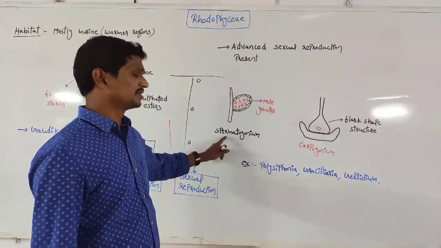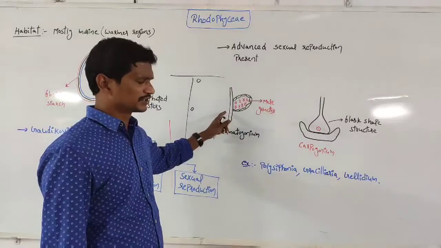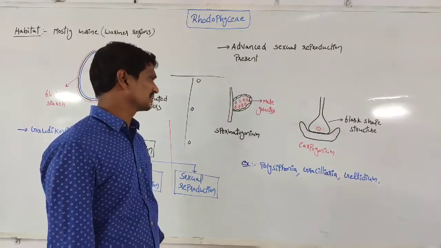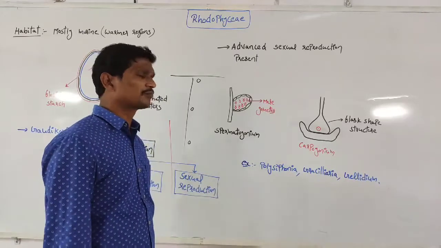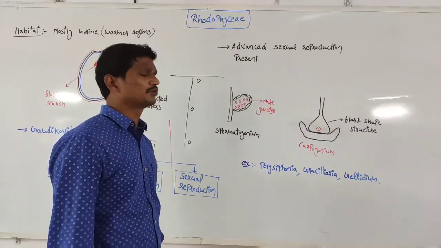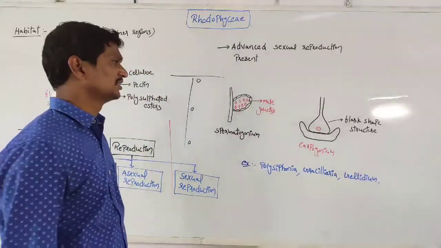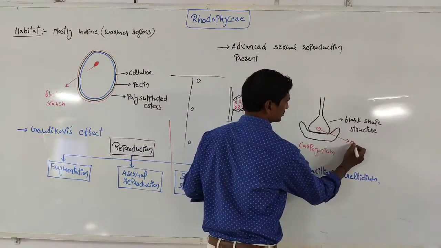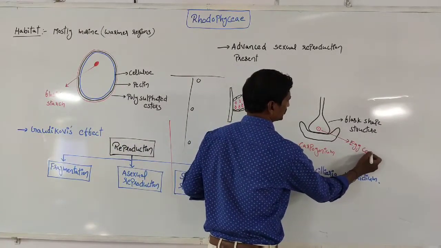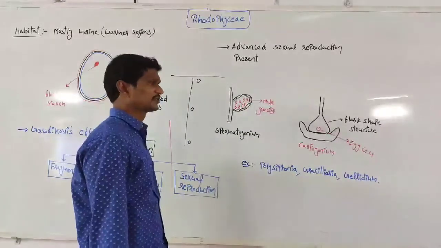There is a spermatogonium, which is the male gamete producing structure. The other one is the carpogonium, which is the female reproductive organ. Within that carpogonium there is an egg cell, and that egg cell is involved in the fertilization process.